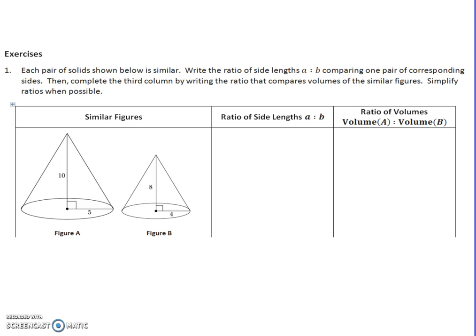Next, here you have to find the ratio of the volumes. So here the ratio of the side is 5:4. So the ratio of the volume is 5 cube is to 4 cube. 5 cube is 125. 4 cube is 64. So that's how you find the ratio of volumes and the ratio of areas.